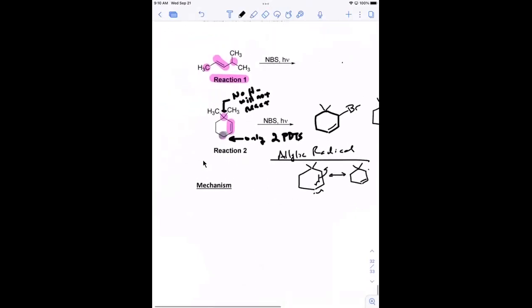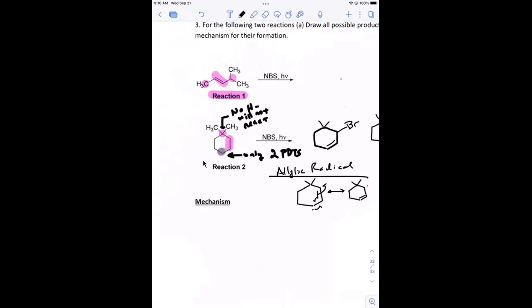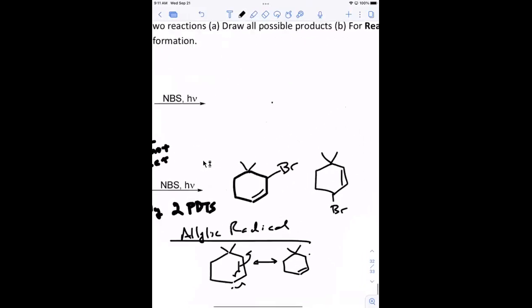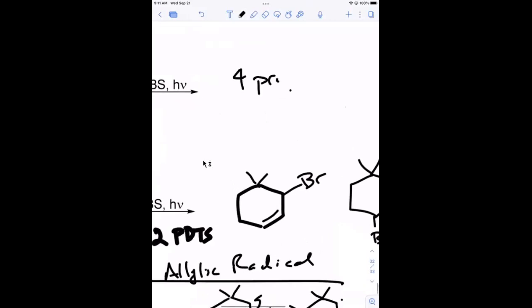How many products do you predict for that structure in reaction one? And how can you say definitively how many products you're going to get? It's 2 times the number of allylic sites. And on Monday, we identified them, right? We got 2 sites. So we're expecting 4 products.